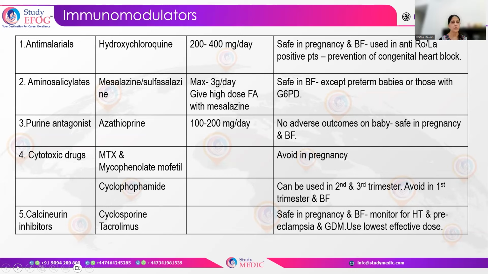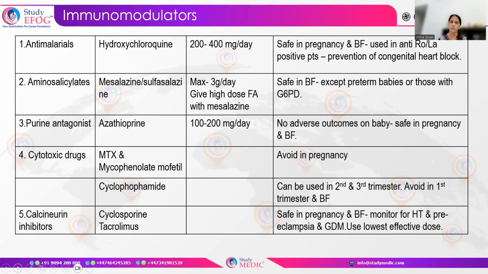Aminosalicylates, mesalazine or sulfasalazine, maximum dose of 3 grams per day. Whenever you are using mesalazine, give a high dose of folic acid. They are safe in breastfeeding and in pregnancy, except if you have a preterm baby, do not breastfeed, or for babies who have G6PD deficiency. Purine antagonists like azathioprine, the dose is 100 to 200 milligrams per day. There is no adverse outcome in the baby, safe in pregnancy and breastfeeding.